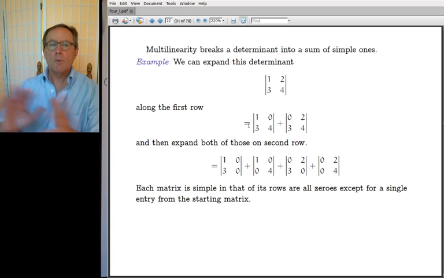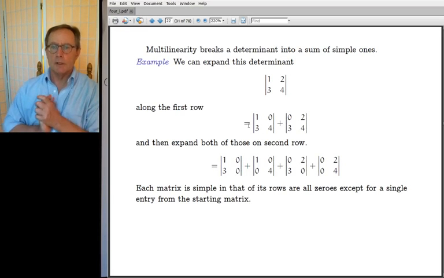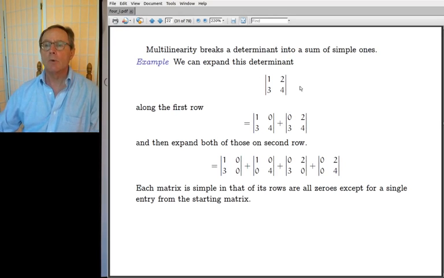Okay, so what's the point of multilinear? So here's the point of multilinearity. It got a little abstract for a moment, but we're back on solid computational ground. Here we go. I'm going to take 1, 2, 3, 4 and expand it using multilinearity. So 1, 2, 3, 4. 1, 2 is the sum of 1, 0 and 0, 2.